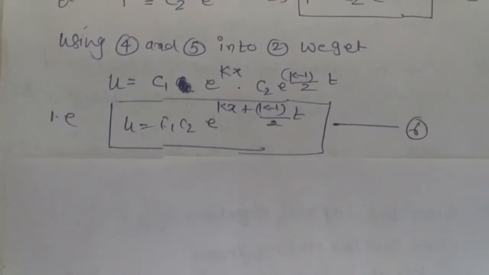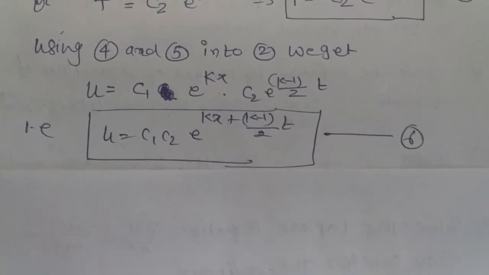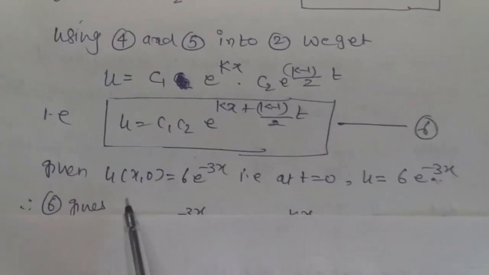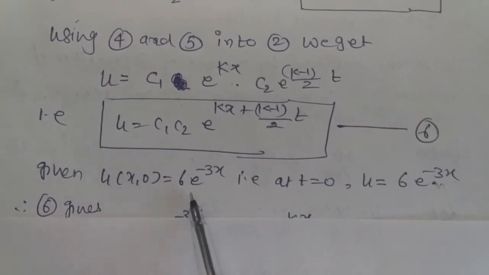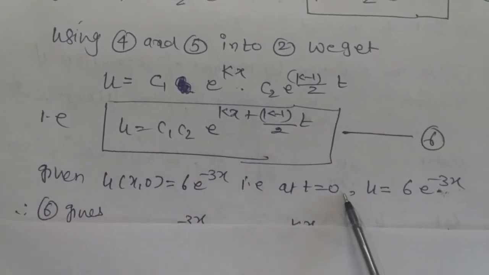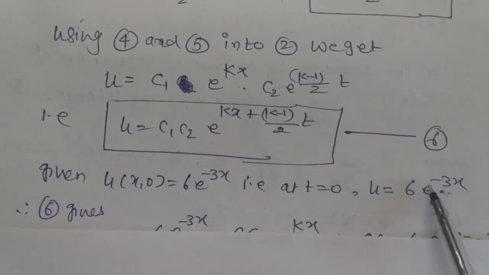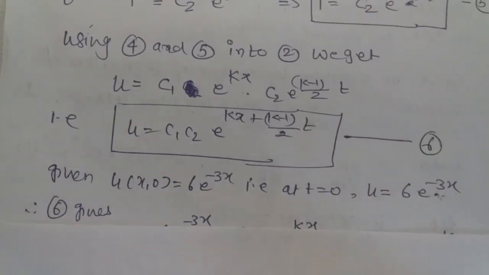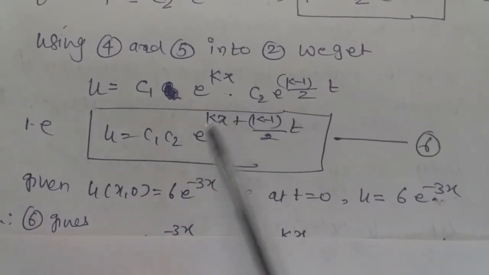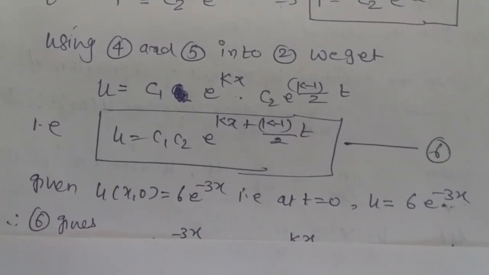Now we are given the initial condition u(x, 0), that is the value of u when t is 0. So u(x, 0) is given as 6 times e raised to minus 3x, that is at t equal to 0 the value of u is 6 times e raised to minus 3x. So putting t equal to 0 in equation 6, and in that case the value of u is 6 times e raised to minus 3x.